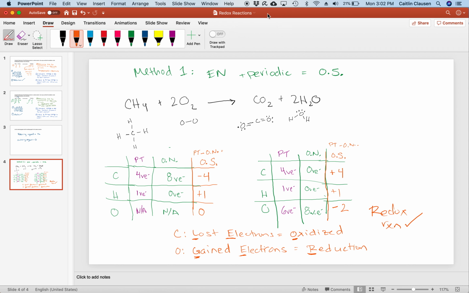Okay, hope this helps. Look at the notes. I also spell out the steps for method 1.